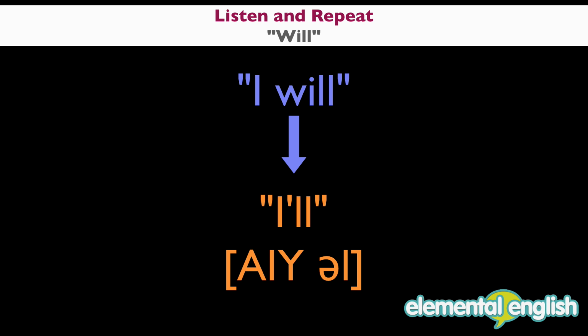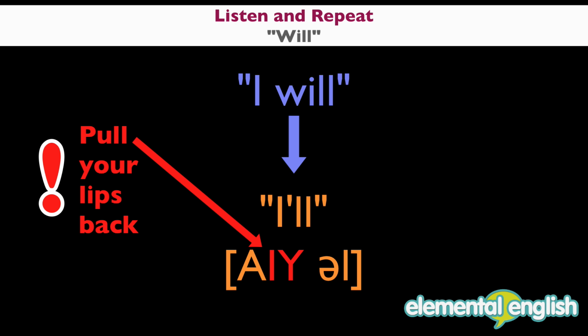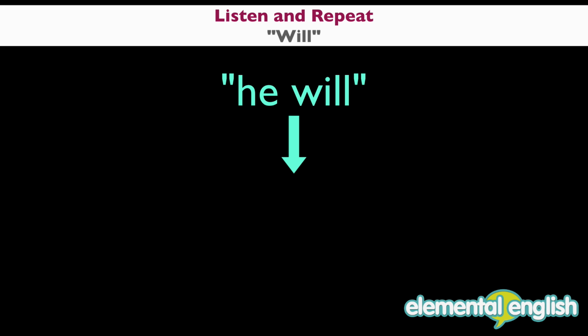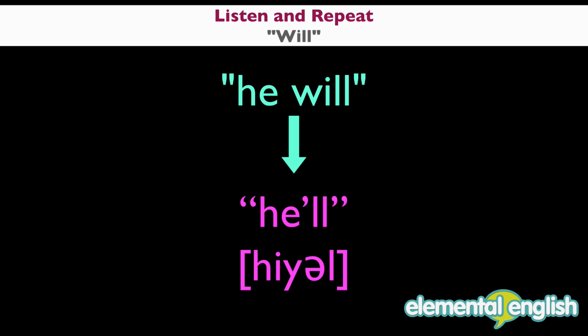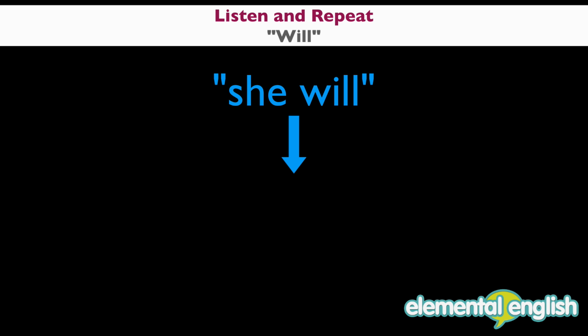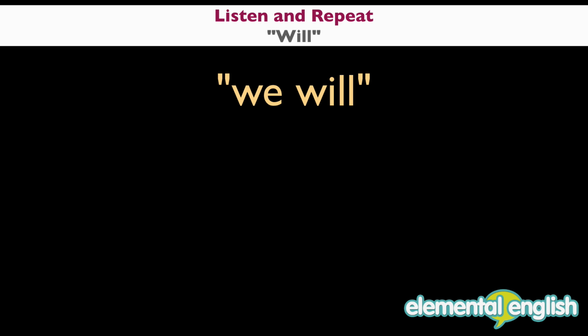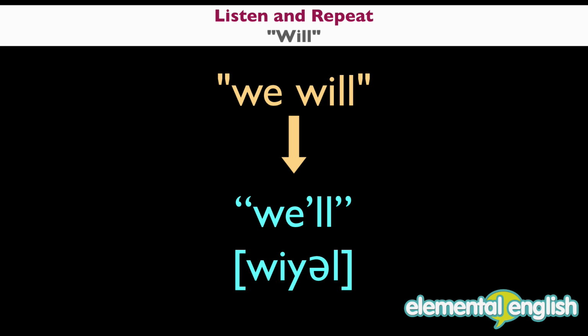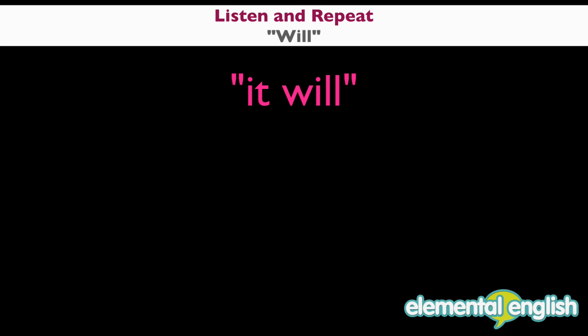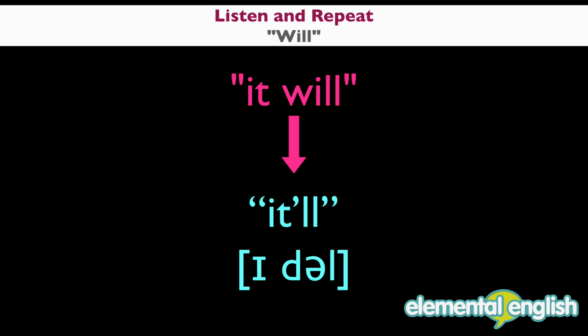Will. I will becomes I'll. Pull your lips back to produce the E vowel sound. I'll. He will becomes he'll. He'll. She will becomes she'll. She'll. We will becomes we'll. We'll. It will becomes it'll. It'll.